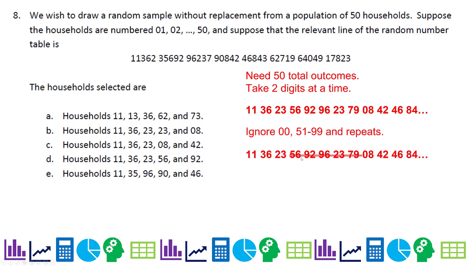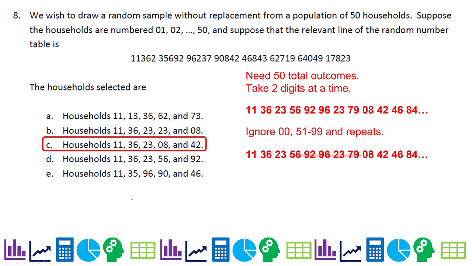So if I cross out 11, 36, 23, that's all good. 56 is too high, so it's 92, 96. 23 is a repeat. 79 is too high, so the next one I pick is 08, and then finally 42.